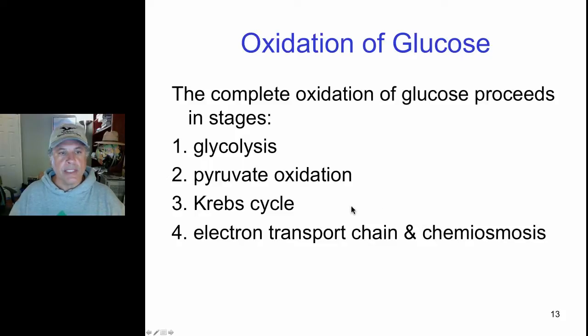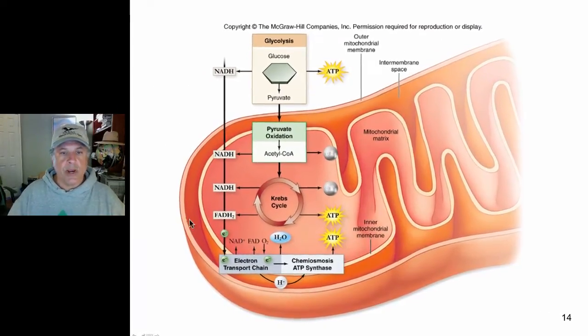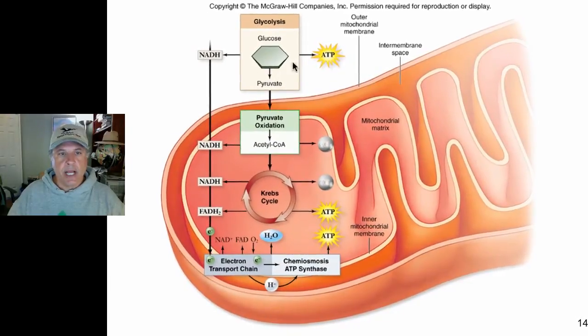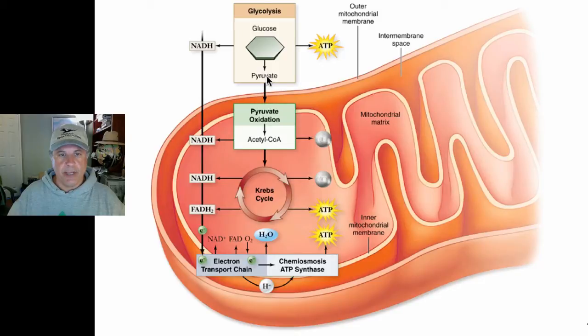But right now, let's focus on the process of glycolysis. That's what we're going to tackle. But before we do, let's look at where all this takes place. In glycolysis, glucose produces two molecules of pyruvate, with some yield of ATP and also a yield of NADH, that is reduced NAD. Glycolysis takes place in the cytoplasm.